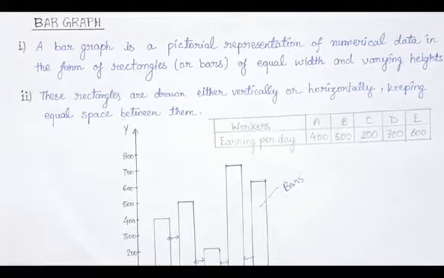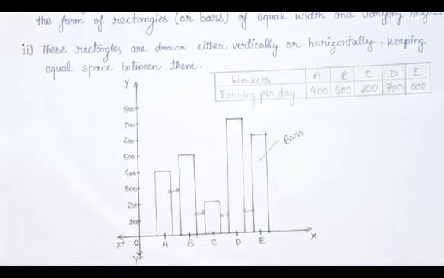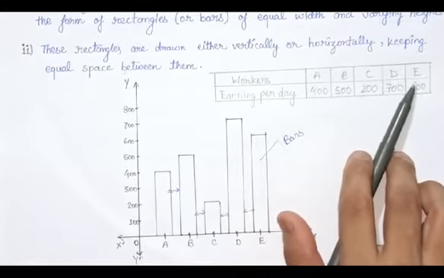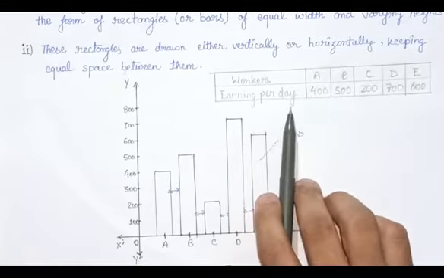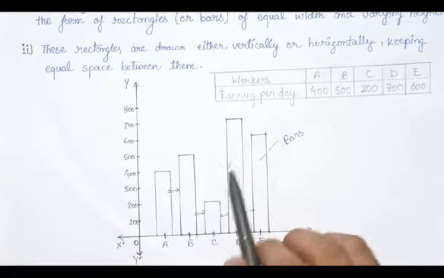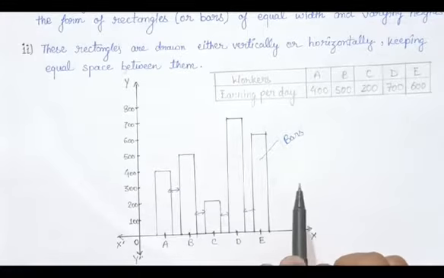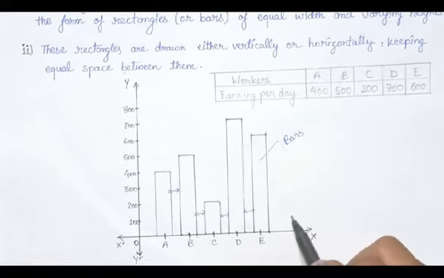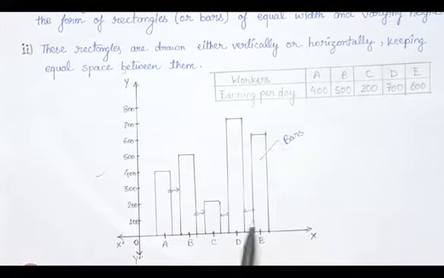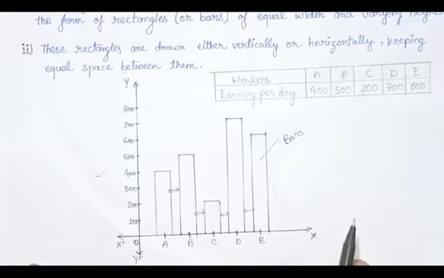Let us see an example. Here you can see that we have a given data which includes some workers A, B, C, D, E and their earnings per day. So when we represent this numerical data in the form of rectangles of equal width and varying heights, then such representation is known as a bar graph, as you can see here. So this is the pictorial representation of this corresponding data.